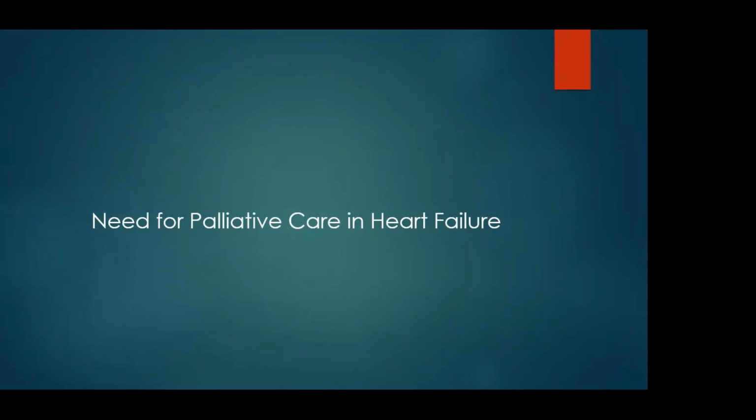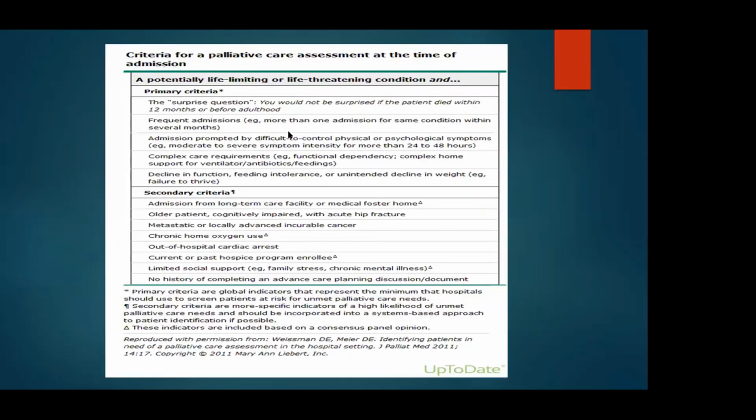So, the need for palliative care in heart failure. An update is given in this chart, a kind of table, in which there are criteria for palliative care assessment. So what is the criteria? Potentially life-limiting. And we always have this surprise question, whether they'll be alive within 12 months or not. Do they have frequent admissions? Admission prompted by difficult to control physical or psychological symptoms, complex care requirements, decline in function, feeding intolerance, failure to thrive, etc.